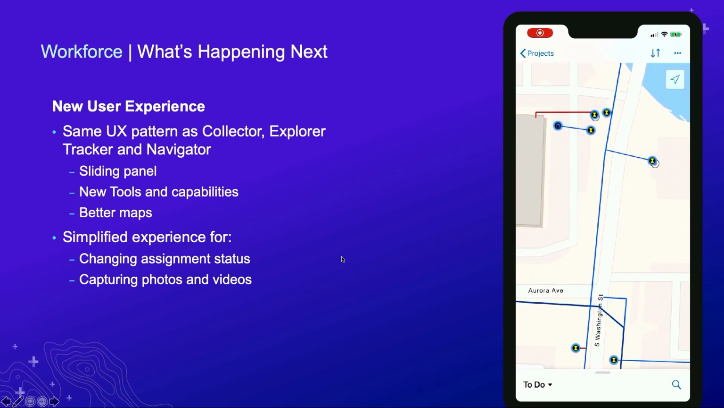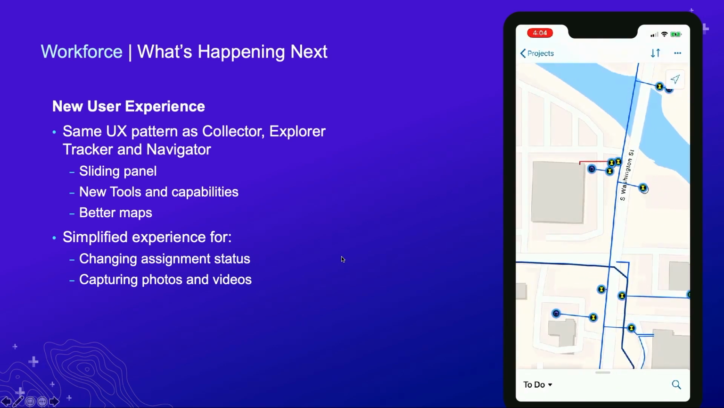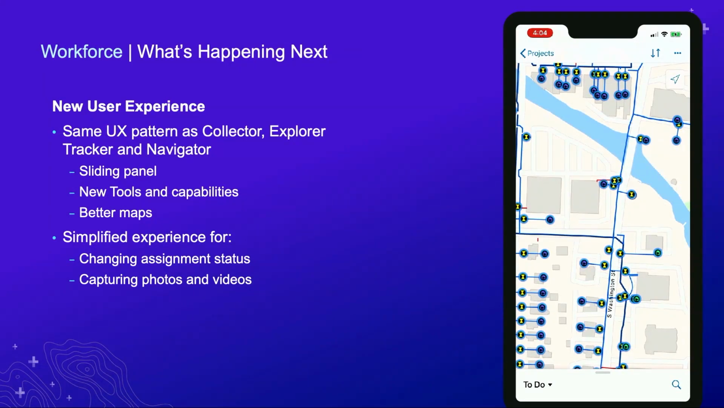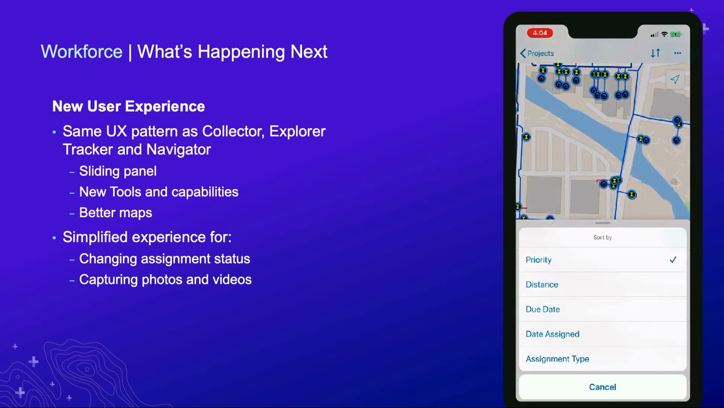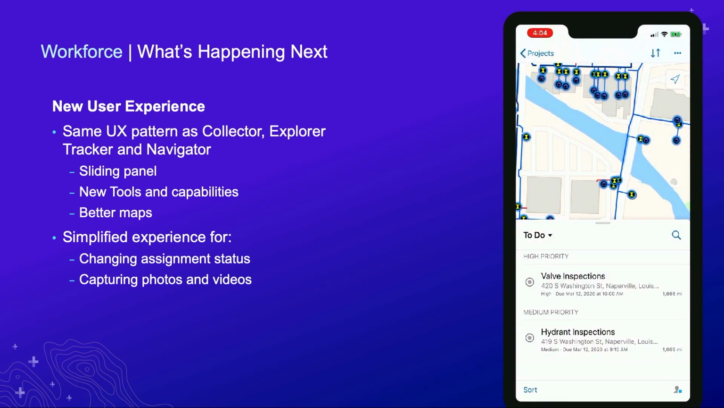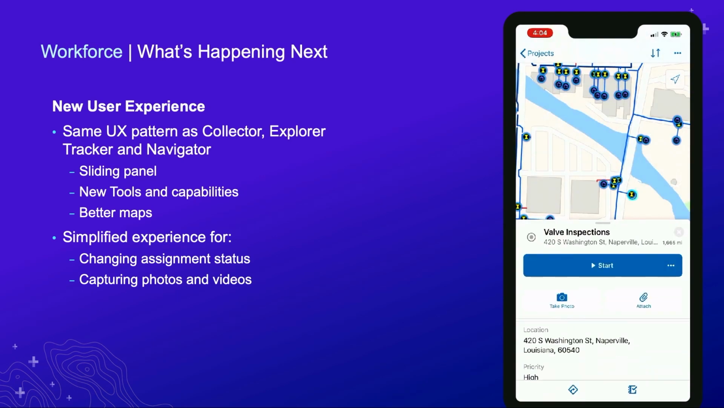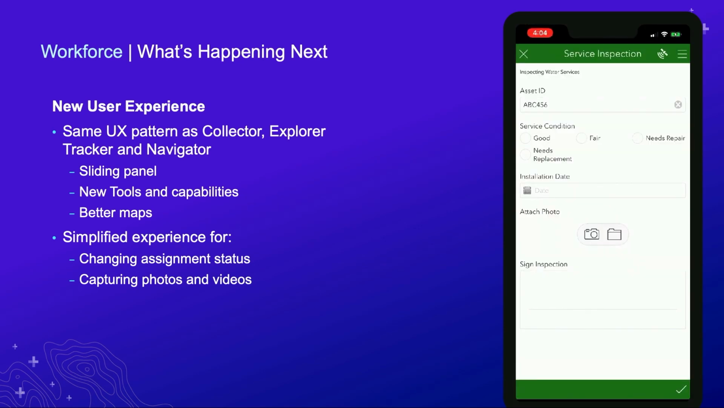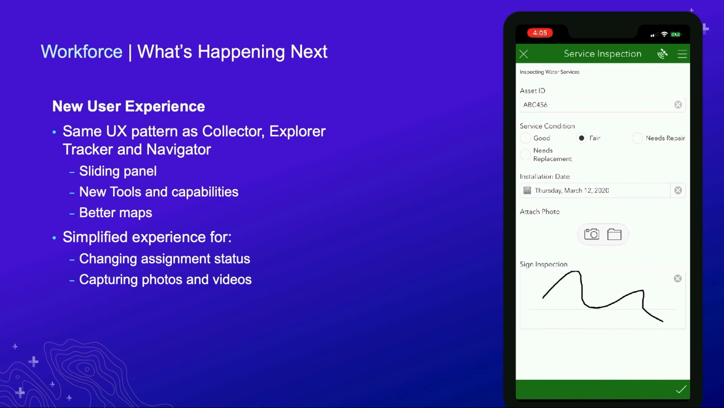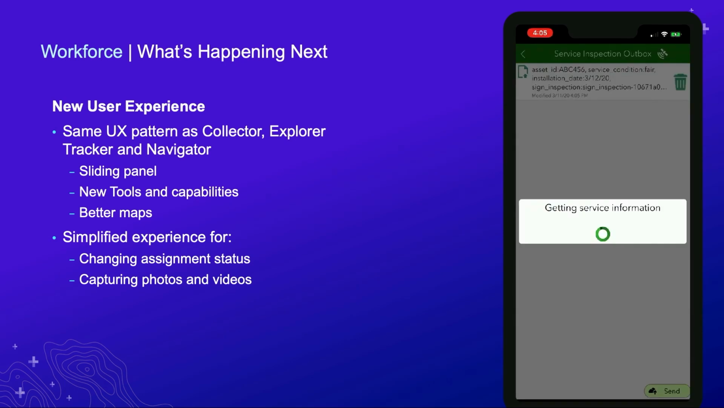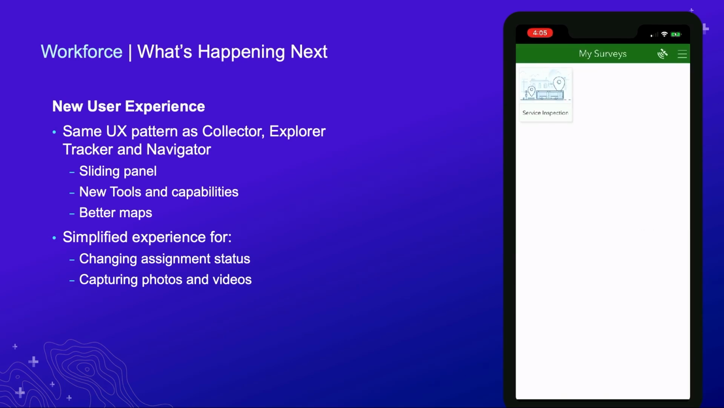Here you can see I've opened up the project. I've got all those layers that I had cached and taken offline. I've got that same sliding panel that I have in Collector or Explorer or in Tracker. So that user experience can be very familiar if you're moving across applications. When I tap on an assignment, you can see the assignment details, where we have this very large, prominent button that lets you change the status of the work assignment. It launched Survey 123 just like the classic app does, lets you complete that work assignment, and then I can come back and finish it.